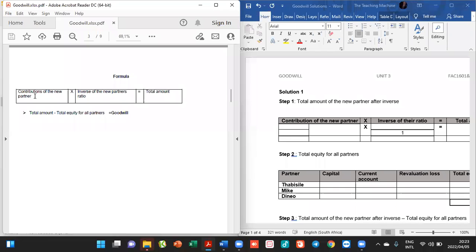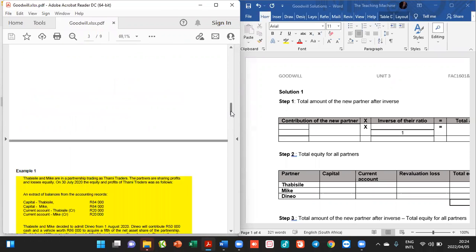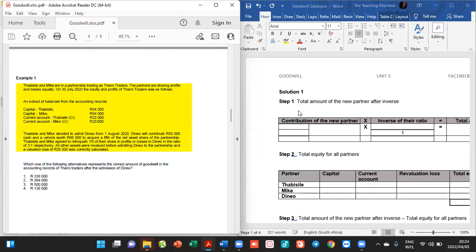Then that would give you a total amount. Then from the total amount, you minus the total equity for all partners, including the new partner. Then you will get your goodwill. On my left screen, I have examples, and on my right, I have solutions. But now I want us to do this step by step.